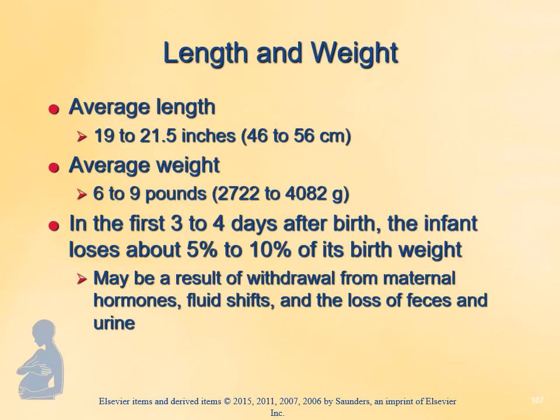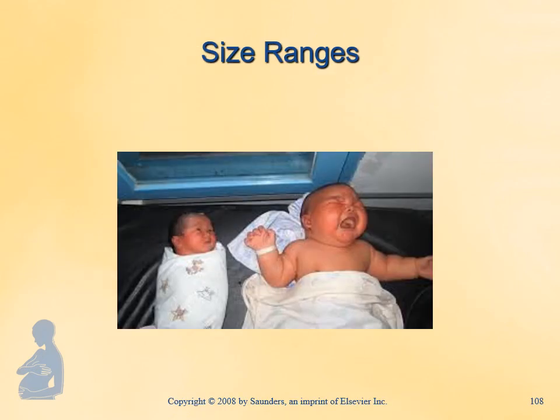Average length for newborns is going to be between 19 and 21 inches. Average weight is between 6 and 9 pounds. It is normal for the first couple of days of life for that baby to lose a little bit of its birth weight, but then it usually will gain it back within the next week or so. And this is just a result from the withdrawal of maternal hormones, fluid shifts, and the loss of stool and urine. So you can see the size difference here. In babies, they do come in all shapes and sizes. And remember that term macrosomic was going to be for your large babies that are greater than 4,000 grams.